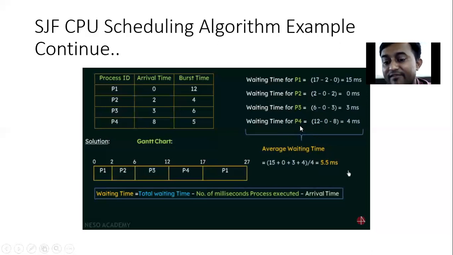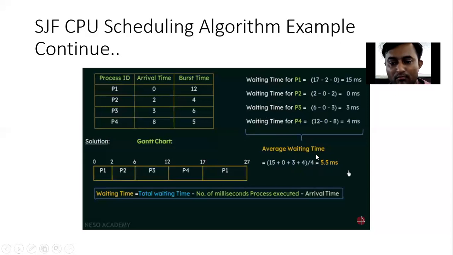How can we find the average waiting time? It is very easy. We need to sum the waiting times of the different processes: 15 plus 0 plus 3 plus 4, divided by the number of processes. If you calculate this value, the final value is 5.5 milliseconds, which is the average waiting time.